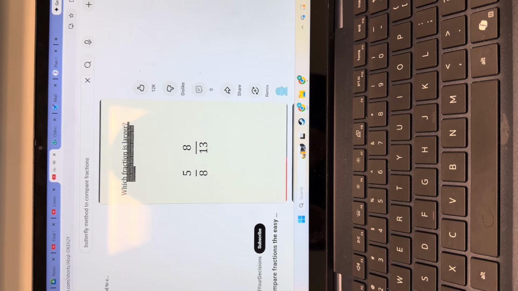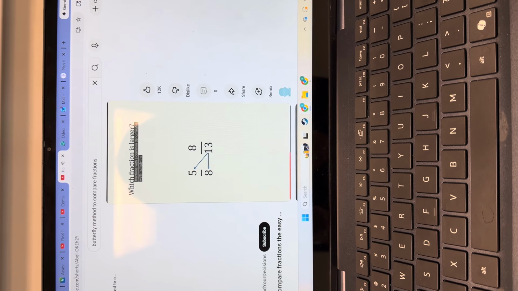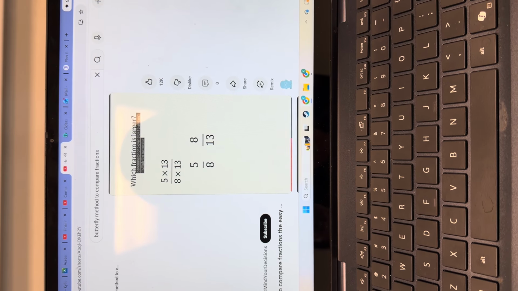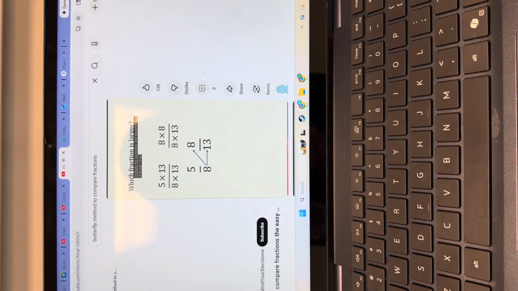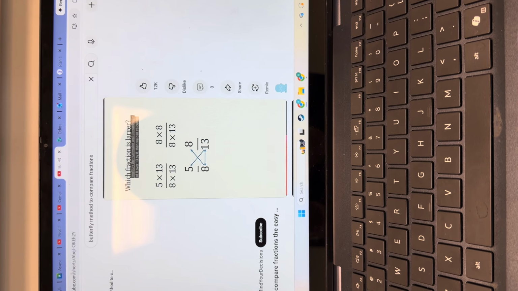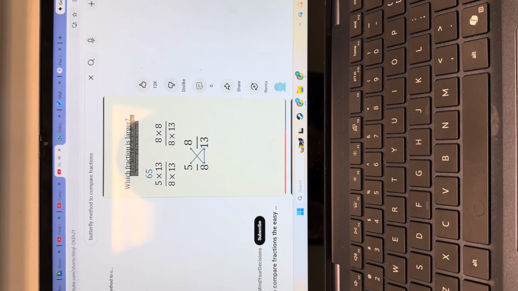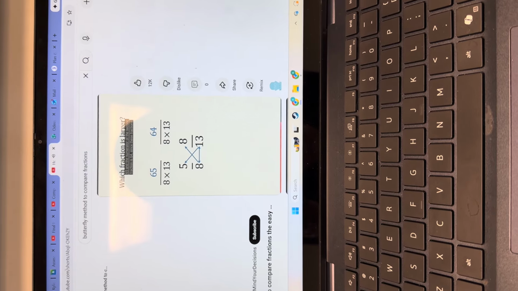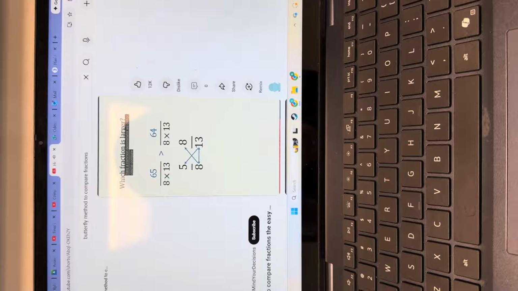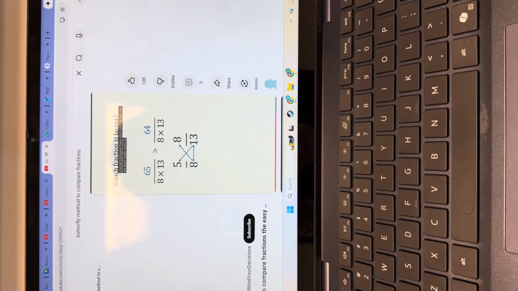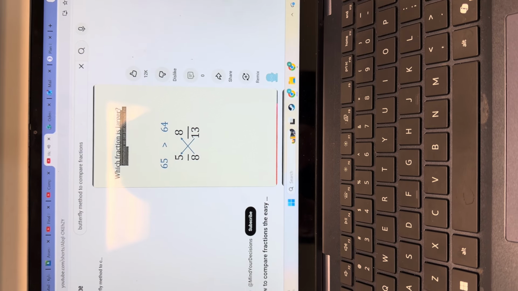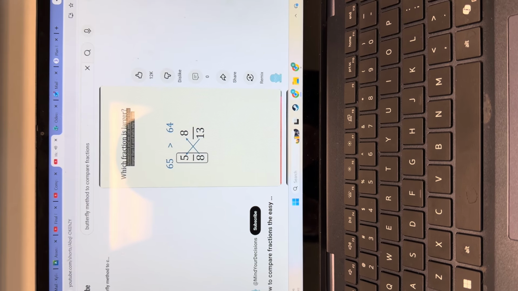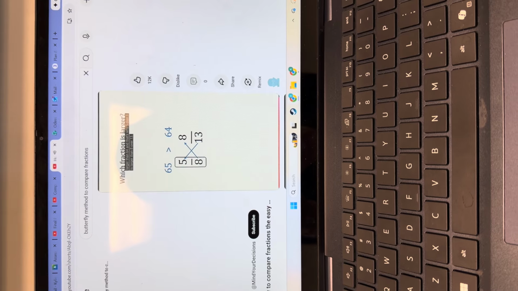Let's imagine putting the fractions with a common denominator. We'll multiply the numerator and denominator of 5 over 8 by 13, and we'll multiply the numerator and denominator of 8 over 13 by 8. Then we can calculate the numerator of the first fraction is 65, and the numerator of the second fraction is 64. Since these fractions have a common denominator, we can of course compare them, and now we can see we don't really need to compute the denominator, we can just compute the numerators, and we can see that 65 is larger than 64, and that's why 5 over 8 is larger than 8 over 13.